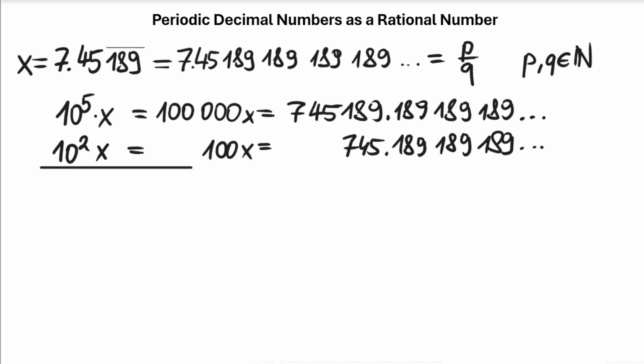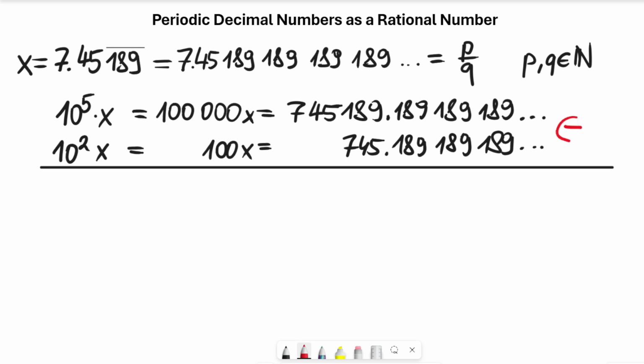And why does this help? This is kind of a surprise, because you subtract these two equations now. And what do you get here? If you subtract 100x, it's 99,900x is equal to, and what do you see? You get rid of all these digits after the point. So we have no decimal number anymore.